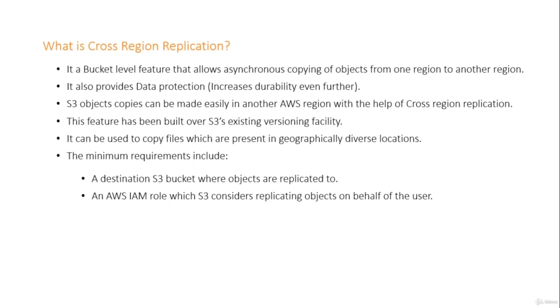To enable object replication, we need to add a replication configuration to our source bucket, and here are the minimum configuration requirements it must include. At first, the destination bucket or buckets where you want Amazon S3 to replicate objects, and second, an AWS Identity and Access Management role that Amazon S3 can assume to replicate objects on your behalf.